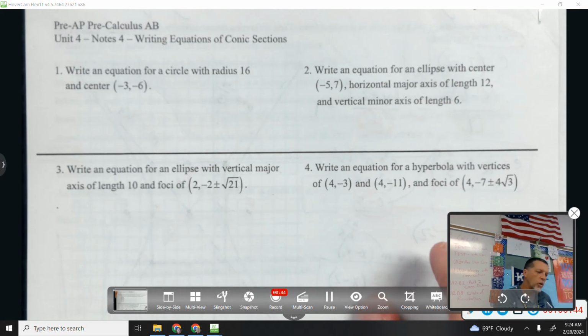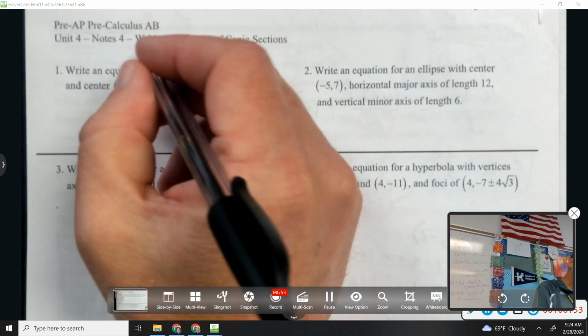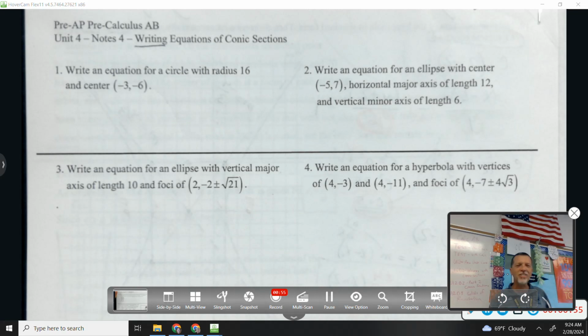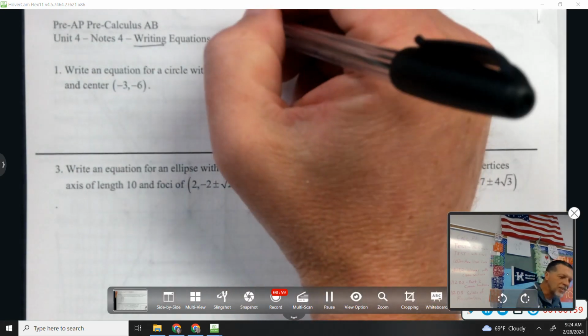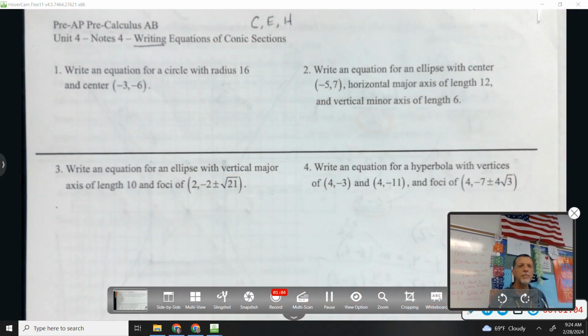All right, notes 4. Last notes of the 9 weeks. How exciting. 3/4 of the way through the school year, sort of. That's right. Writing equations of conic sections. You've kind of done this already, but this is just a review of circles, ellipses, and hyperbolas.